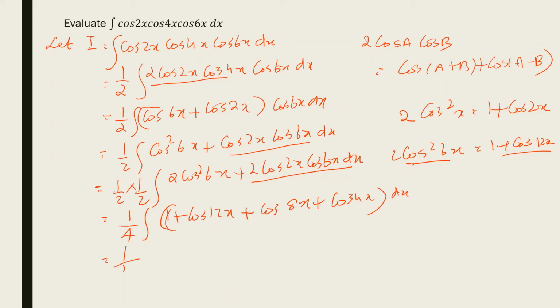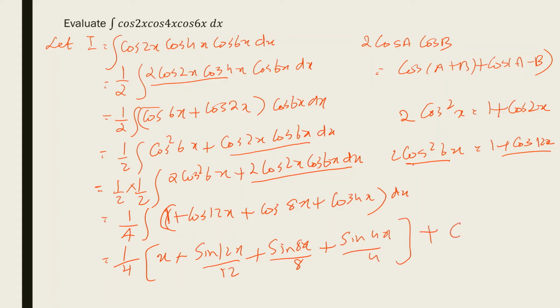Now take the integral. Integral 1 dx will be x. Cos 12x will be sin 12x by 12. Cos 8x will be sin 8x by 8. And cos 4x will be sin 4x by 4, close the bracket, plus the constant of integration. One more thing you can do is multiply the 1 by 4 inside the bracket, so that will be x by 4 plus sin 12x by 12 times 4, which is 48, plus sin 8x, 8 times 4 is 32, and sin 4x, 4 times 4 is 16, plus c.